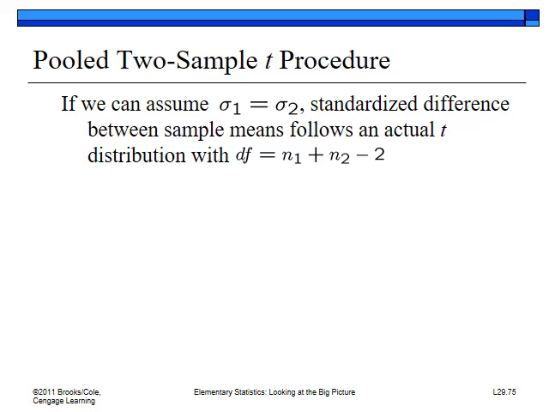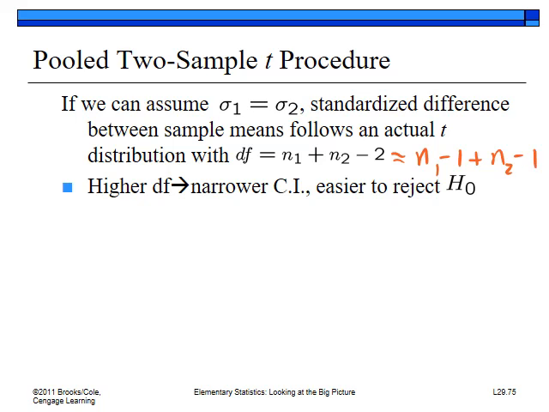Now, if we can assume that the population standard deviations are the same, the standardized difference follows the actual t-distribution. The number of degrees of freedom is the sum of the sample sizes minus 2, which really is n1 minus 1 plus n2 minus 1. Everything that we've seen before still holds. Higher degrees of freedom means a narrower confidence interval.